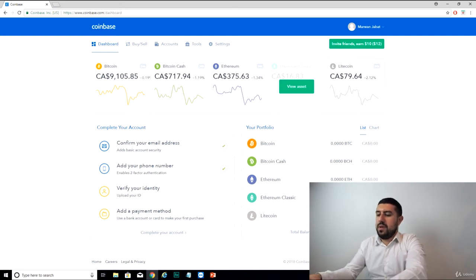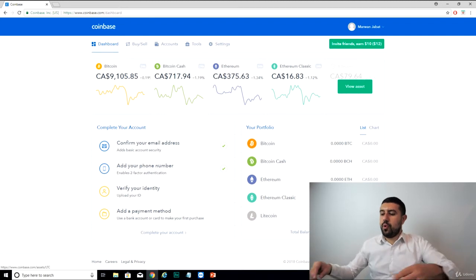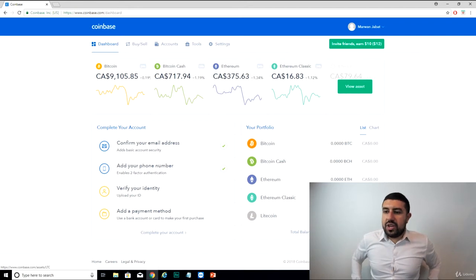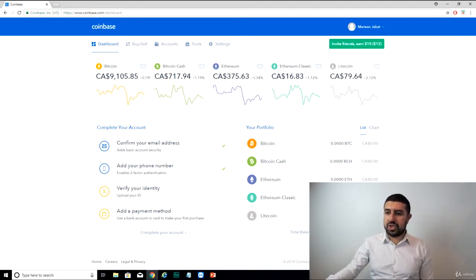Now, this is super important because it keeps your money safe. If somebody has your password, unless they have your phone, they're not going to be able to log into your account and take away your money. Super important. And that code is always regenerated. So even if you have this code from somebody, the next time he logs in, Coinbase will send them a new code. So that's something you have to enable on your account. You see here, I have confirm your email, add your email, add your phone number. So this enables two-factor authentication.